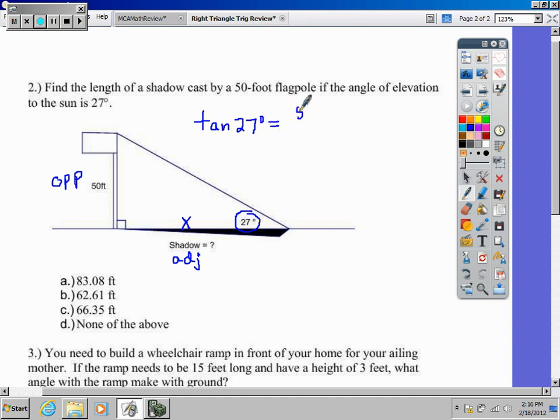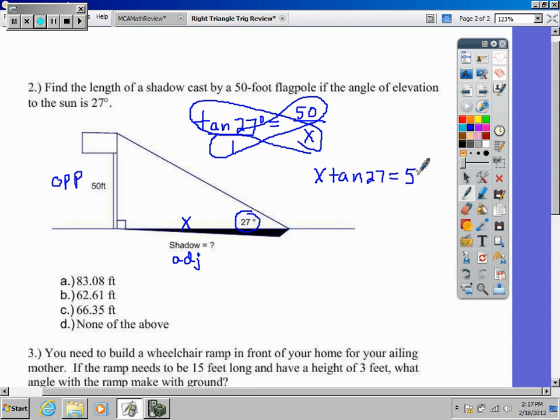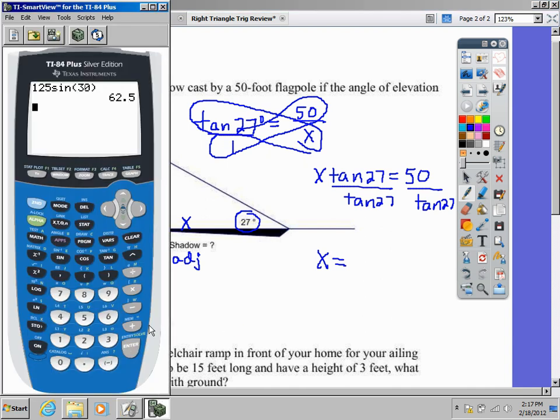I'll call this the x because that's what I want to find. I want to find the shadow length. Opposite and adjacent, that's a tangent function. So I say I'm going to take the tangent of 27 degrees, which has to equal 50, which is my opposite side, over x, which is my adjacent. I put this over a 1, and it's especially important in this case because when we cross multiply, we need to do this to be able to solve for the x correctly. We end up with x tangent of 27 equals 50. We then have to divide by the tangent of 27 degrees on both sides.